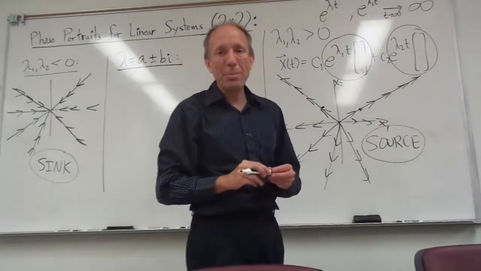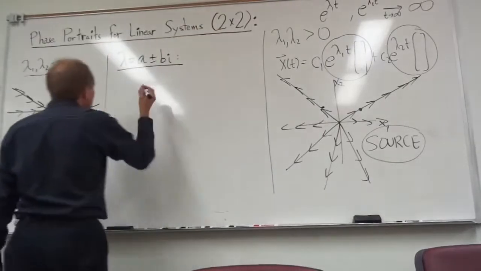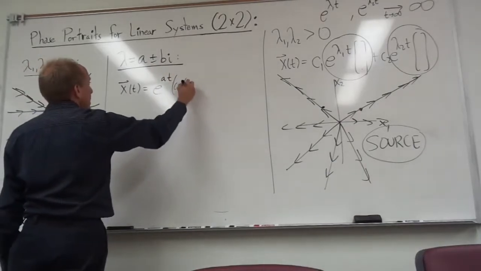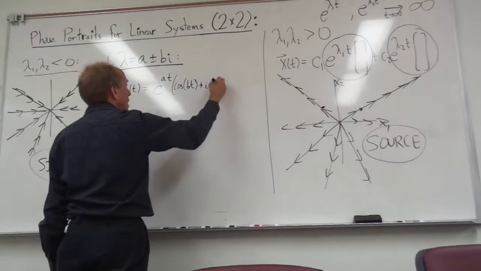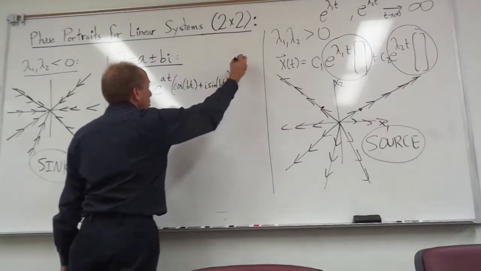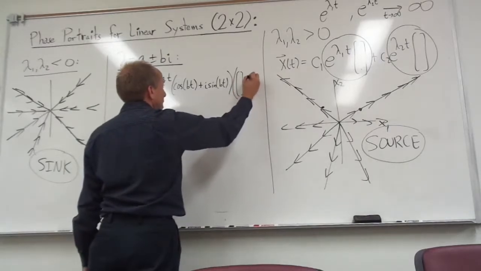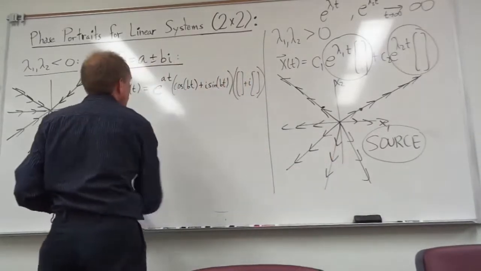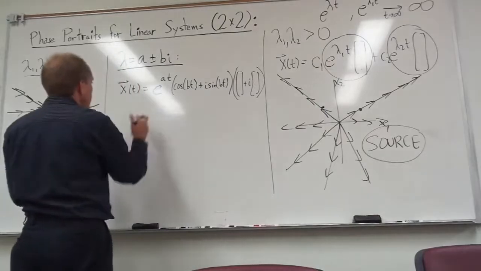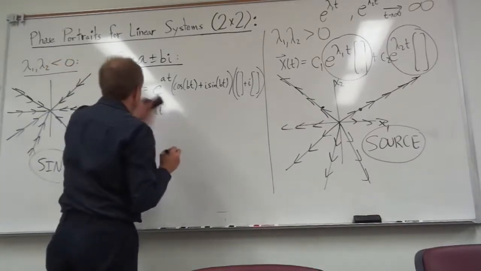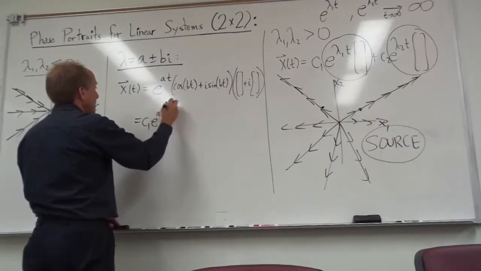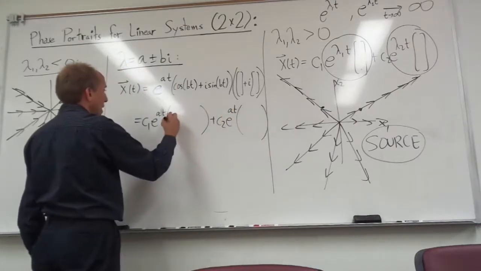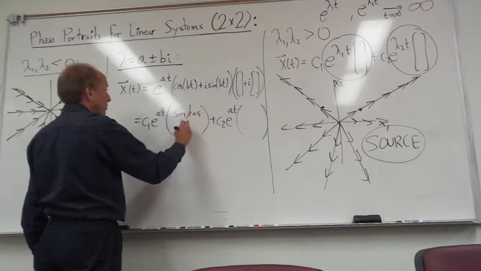They could be a pair of complex numbers. Now, if you remember, when that happens, of course, you're going to get e to the at. Then you're going to get cosine of bt plus i times sine of bt. And then times your eigenvector right here, which has a real and imaginary part, right? And then you foil that out, and you end up getting c1 times e to the at times something, and then plus c2 e to the at times something. And the something has to do with sines and cosines of bt, right?